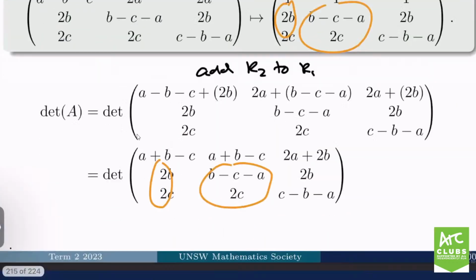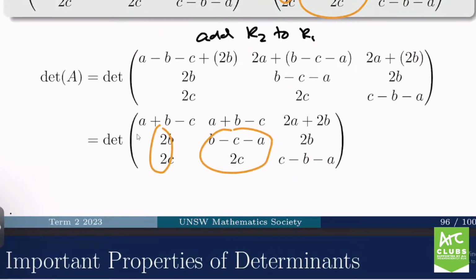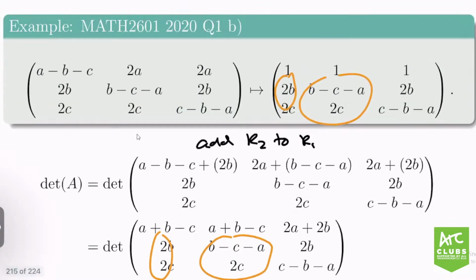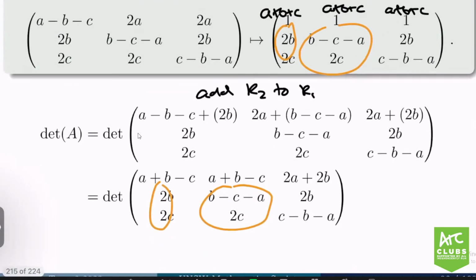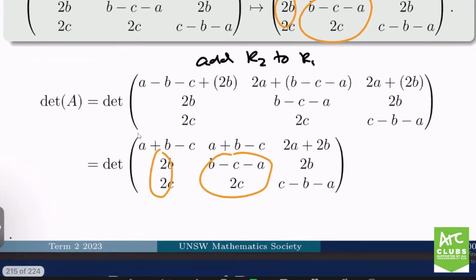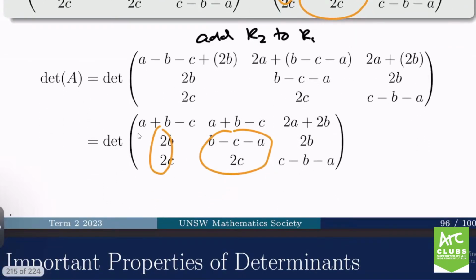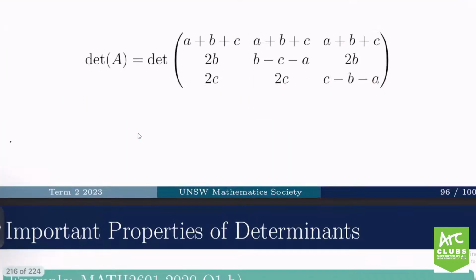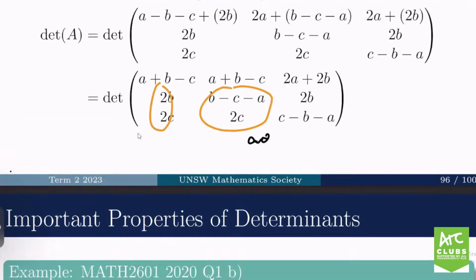Remember that if I multiply any row by a scalar, then I can take that scalar out to the front. So on the top, you can see that I have 1, 1, 1. If I can express this as A plus B plus C, A plus B plus C, and A plus B plus C, I could factorize it out to the front. All we need to do is consider one more row operation that would work, and that would be adding row 3 to row 1.